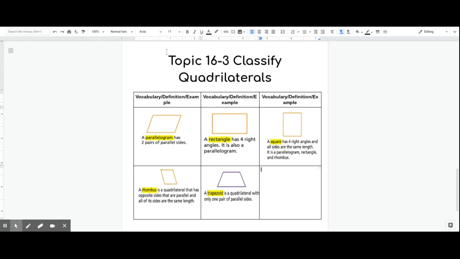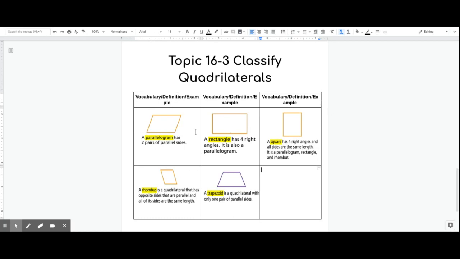All right, super friends, let's get started with this lesson of classifying quadrilaterals. Let's go over our vocabulary. Remember, any vocabulary or any notes that we go over during the videos, I would like for you to write down. That way you can refer to them when you actually start answering questions.